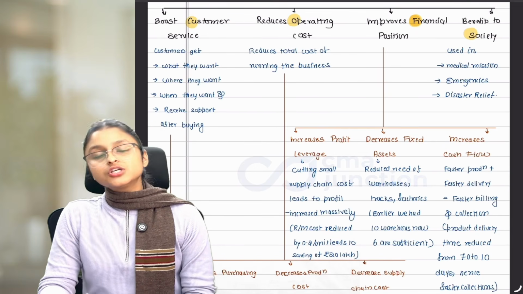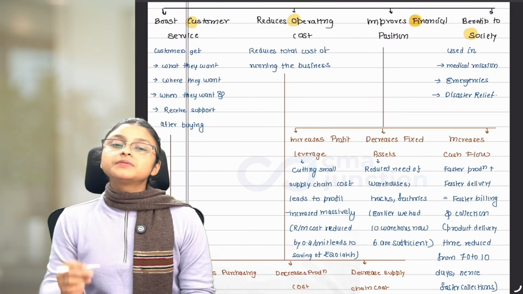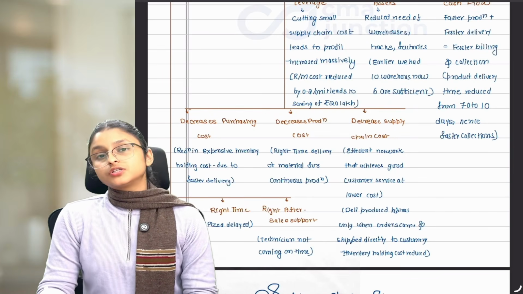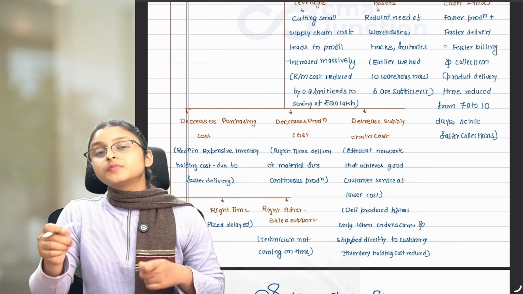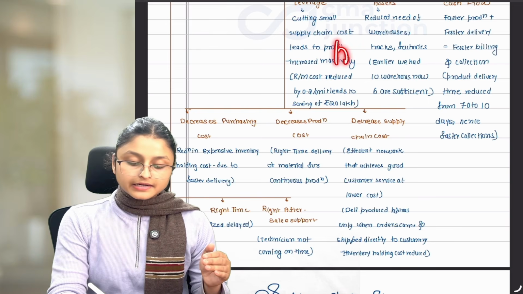When you are managing your supply chain, you will be able to reduce your running cost. Now running cost will be reduced through decrease in purchasing cost. Your purchasing cost will be reduced by managing supply chain because you will need less inventory.